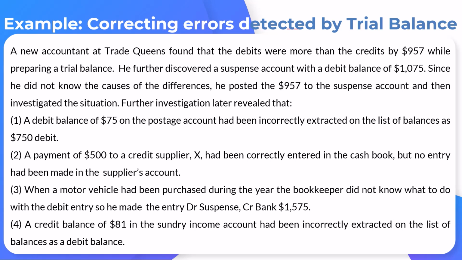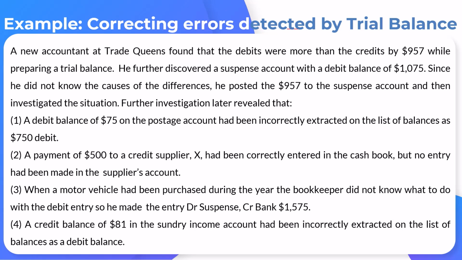Let's now look at an example for correcting errors detected by the trial balance. So what we have here is an example that says a new accountant at Trade Queens found that the debits were more than the credits by $957 while preparing a trial balance. So Trade Queens must be an organization, a company, a sole proprietor, or even a partnership. He further discovered a suspense account with a debit balance of $1,075.